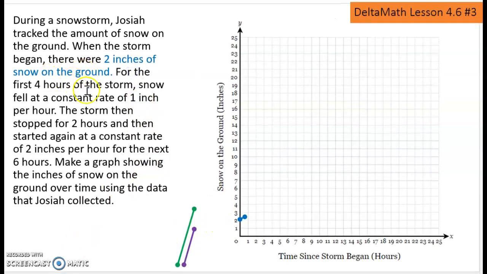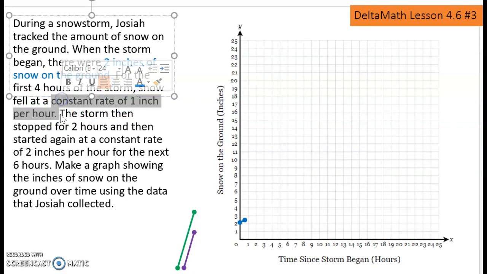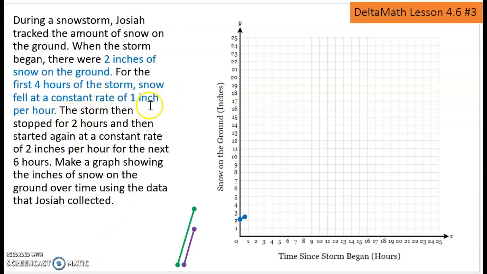Then, for the first 4 hours, the snow fell at a constant rate of 1 inch per hour. Okay, so for the first 4 hours, so that's our first rate of change, the snow fell at a constant rate of 1 inch per hour. So over the course of 4 hours, so the first hour, you're starting at 2 inches of snow, and then the first hour, you're gaining 2 inches. The second hour, you're gaining 2 more inches. The third hour, you're gaining 2 more inches. The fourth hour, you're gaining 2 more inches.